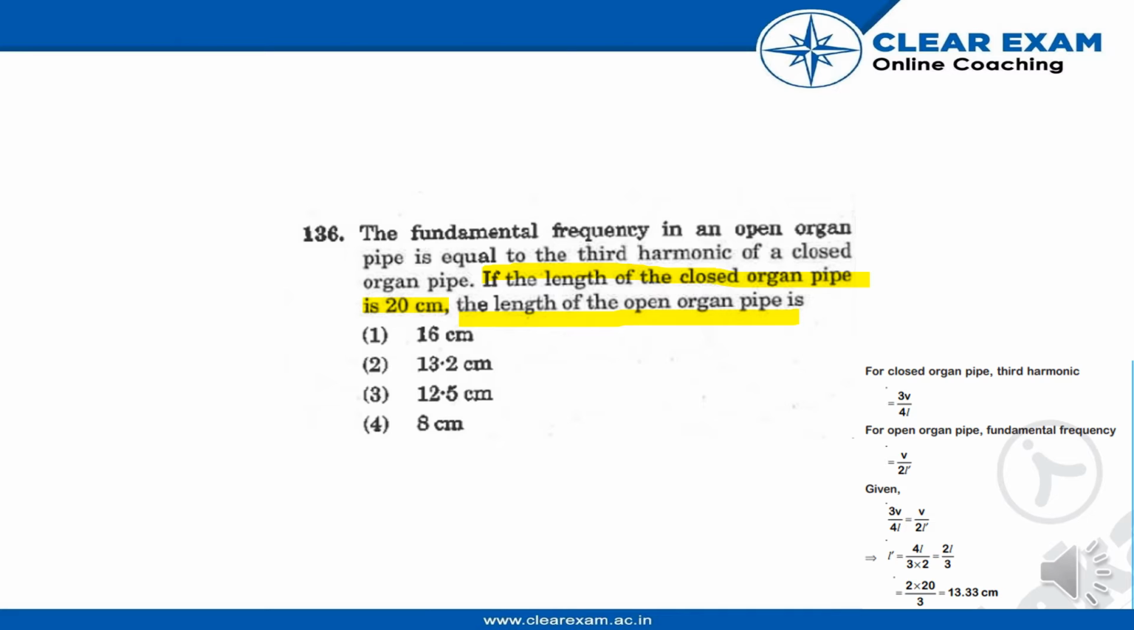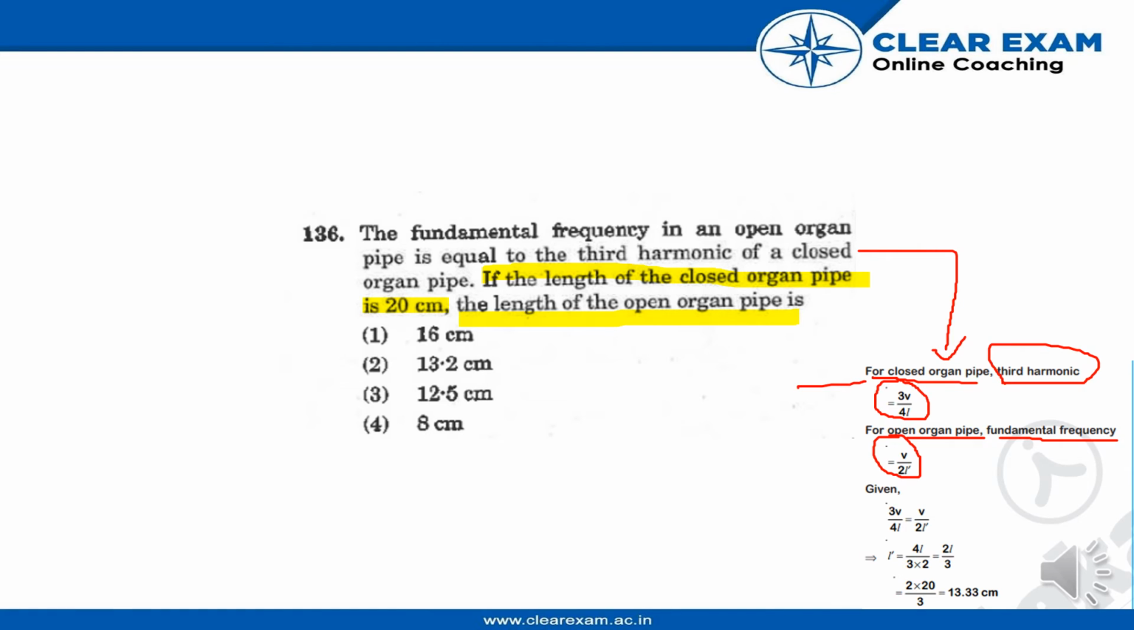So let's see. We are given an open organ pipe whose frequency is equal to the third harmonic of a closed organ pipe. So we can say that the frequency is the third harmonic of a closed organ pipe. From here we can relate this. Then for the open organ pipe, the basic frequency is this. This is the general frequency of an open organ pipe, the fundamental frequency, and this is for the closed organ pipe, the third harmonic frequency that we are given in this question.